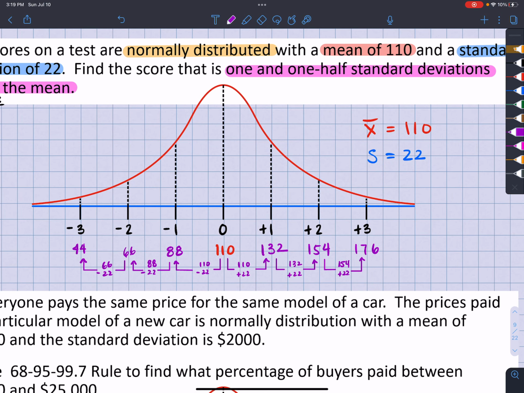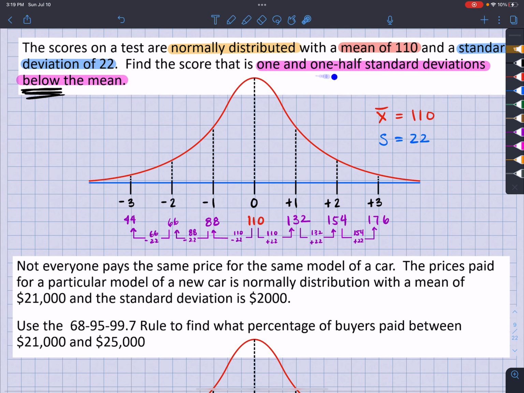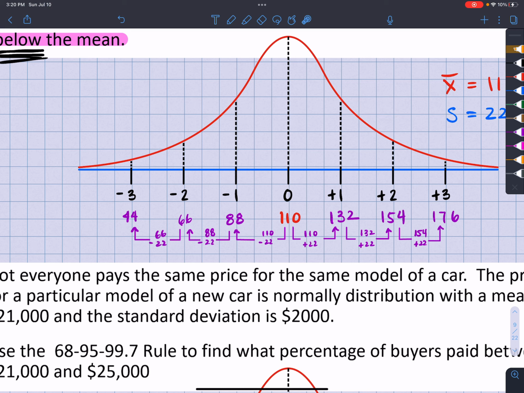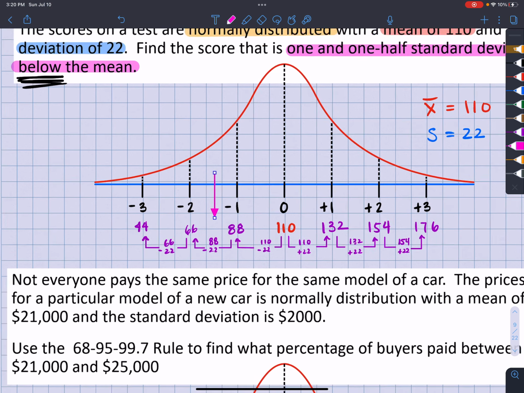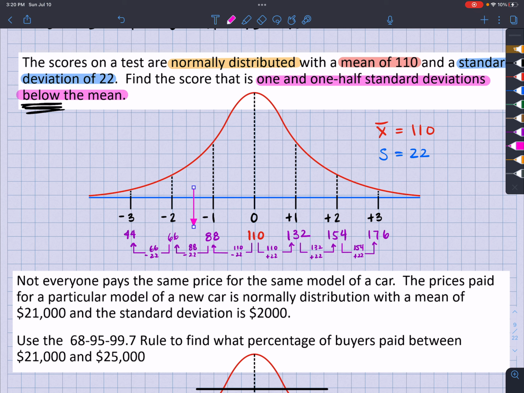Okay, so that's the reason why the X bar or the mean is needed and the standard deviation is needed, so I know how to fill this out. Well, it wants to find 1.5 standard deviations below. Okay, so when I look at it, here is 1 standard deviation below the mean. I want 1.5. So I'm looking for this right here, right? I want to know what this score is going to be. So it's not asking for percentage under the curve. It's asking for the score. So what's between 66 and 88?